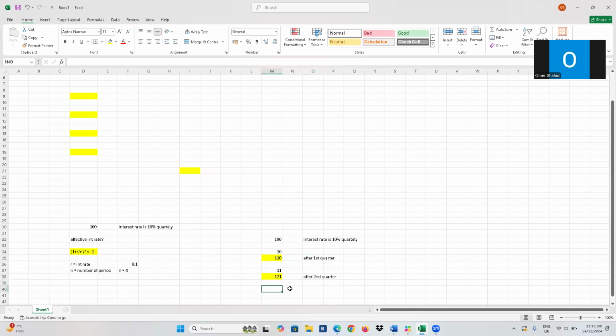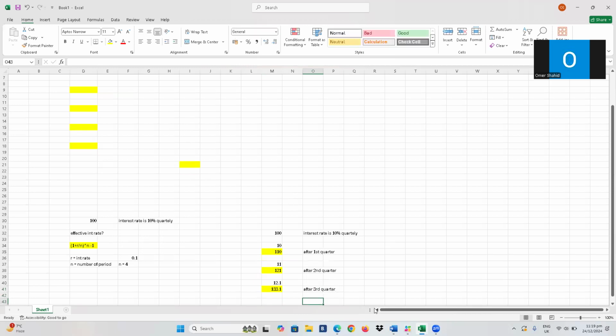Now, what will be our amount after the third quarter? Let's calculate the interest again. We will calculate our interest on the new amount, 121 times 0.10. So our interest will be 12.1 for the third quarter. So how much will our amount become? 121 plus 12.1, so this will become 133.1 after the third quarter. This is the longer way of calculating our amount after 1 year. Now let's calculate the amount after the fourth quarter.